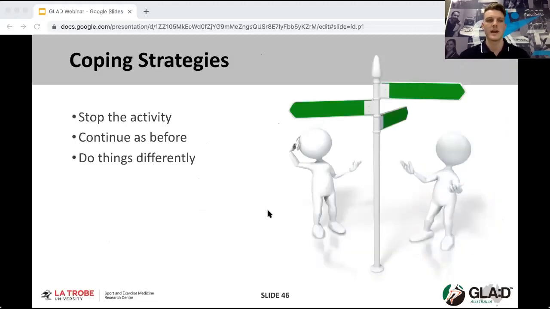All right, so as you can see on the slide, there are 3 different coping strategies. Some people stop the activity, some people continue as before, and some people can do things differently. You need to think very carefully before you give up an activity, especially if it helps you keep up your physical fitness or feels meaningful to you, or provides social stimulation and a sense of belonging. Research shows that those who stop doing activities have an increased risk of getting sad and depressed.